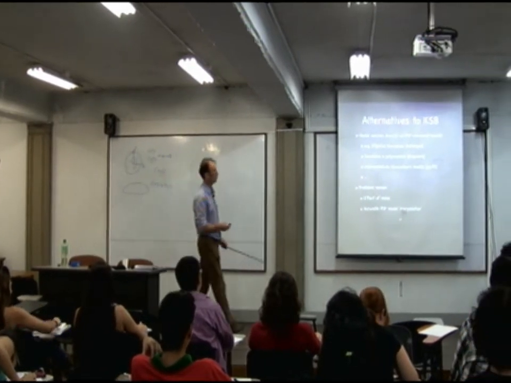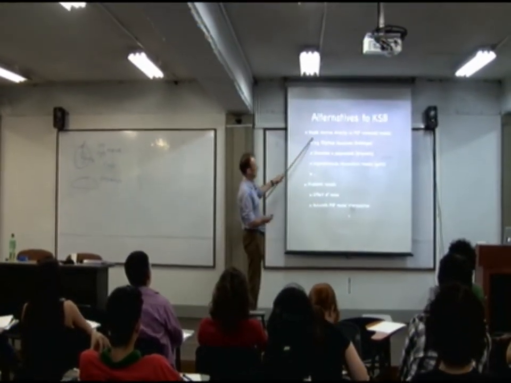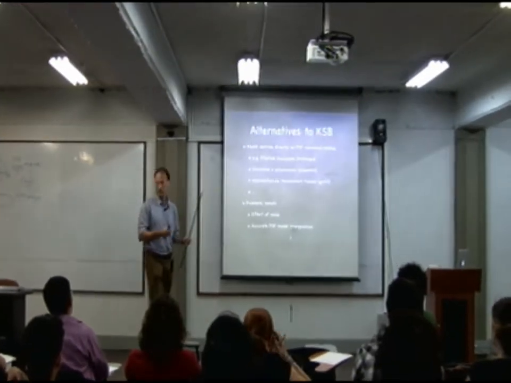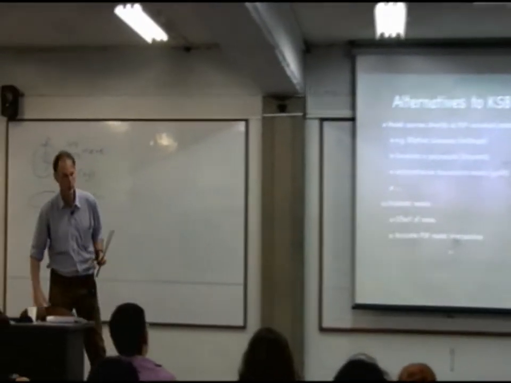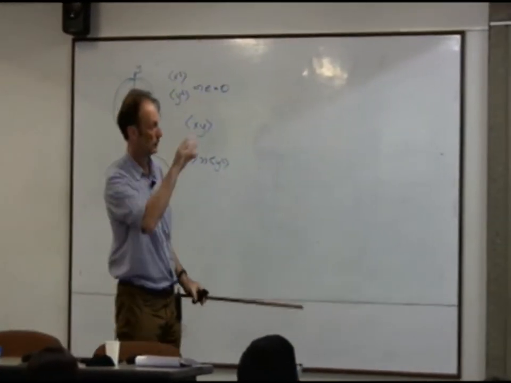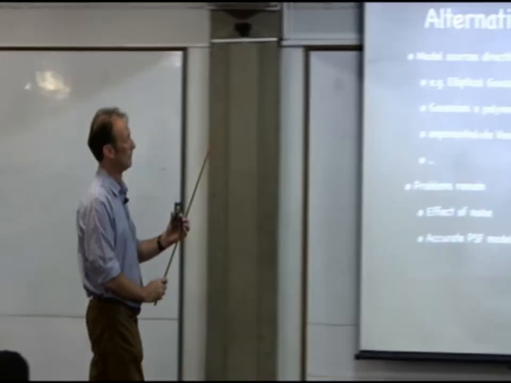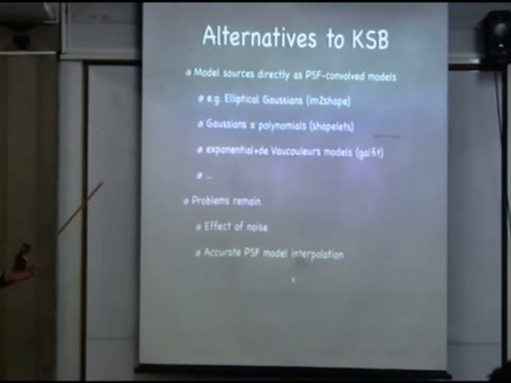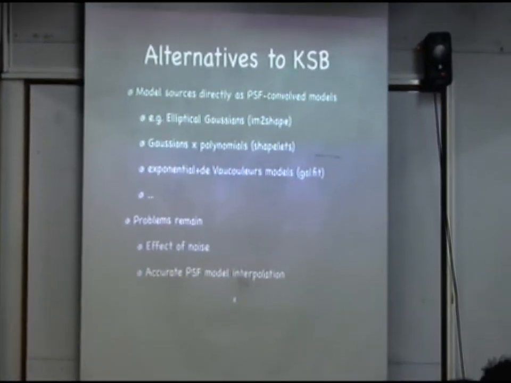The alternative is to model sources directly. So instead of measuring these ellipticities, you simply say, I know how blurry my image is, I know what galaxies look like, so I'm going to find the best possible model that looks like the little image that I have on the sky. And you can use various kinds of models for this again. The details are not interesting.